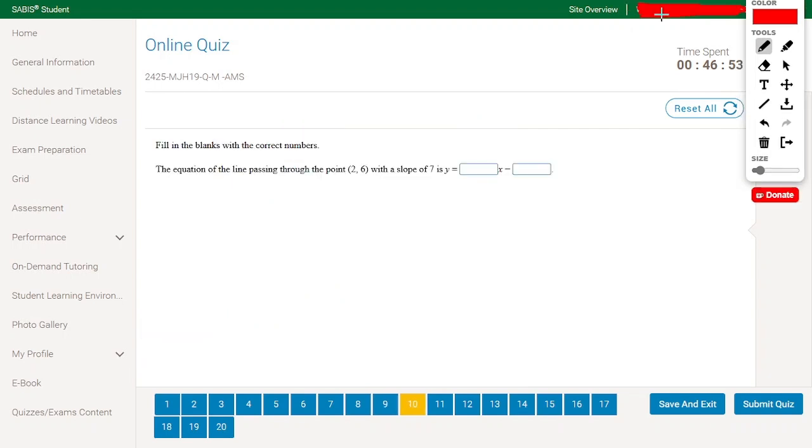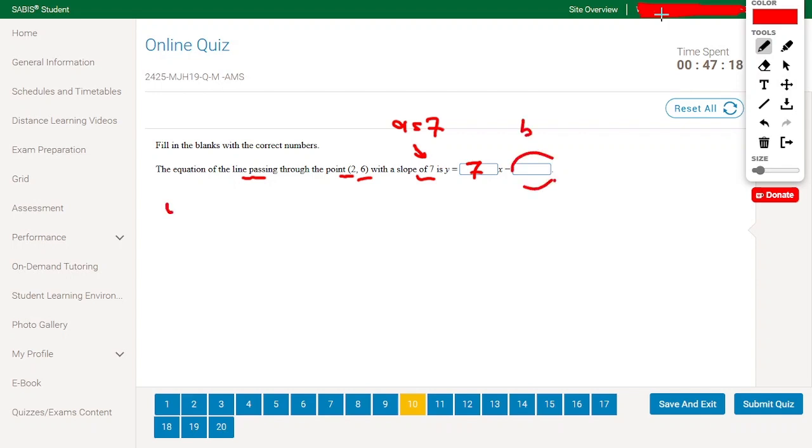Fill in the blanks with the correct numbers. The equation of the line passing through the point (2, 6) with a slope of 7. A slope of 7 means the slope a equals 7, so y equals 7x, and we need to find the value b.